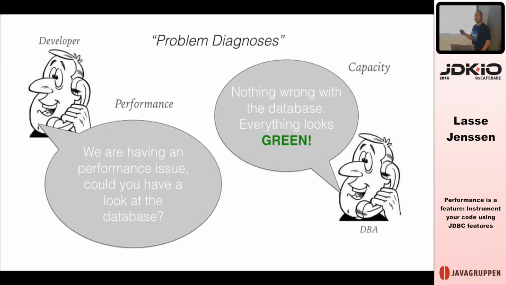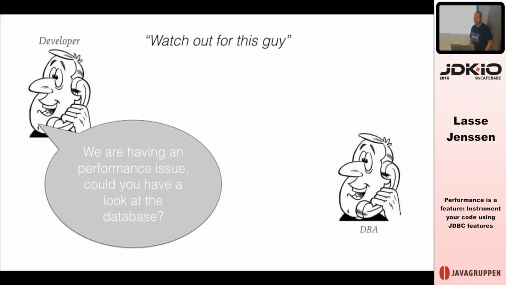But the thing is that the developer is talking about performance, but the DBA is actually talking about something else, and it's called capacity. What he should have said is that he looked at the database, it still has more capacity, so there must be something else than a capacity issue. They are somewhat related, but actually very different. And so this is really nothing to do with performance.